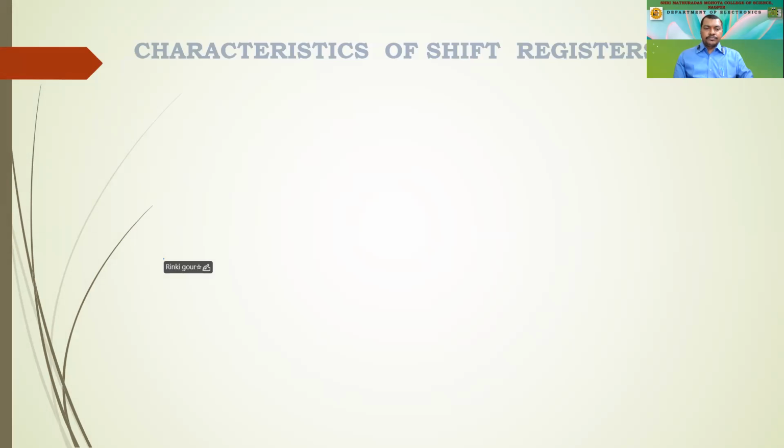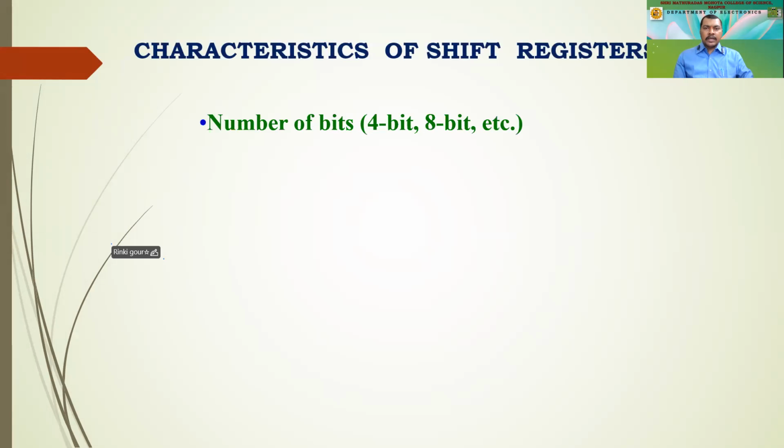Okay, so let us start with that. Characteristics of shift registers: number of bits. How many bits do you want? Accordingly, we will have that shift register. If I say that I want a 4-bit parallel-in parallel-out shift register, we have to specify how many bits you require. So it comes in 4-bit or 8-bit, etc.